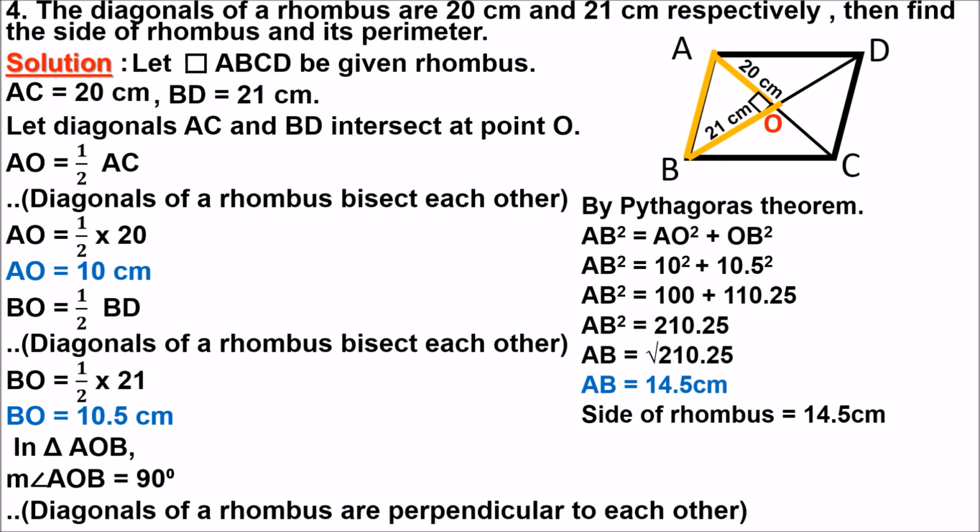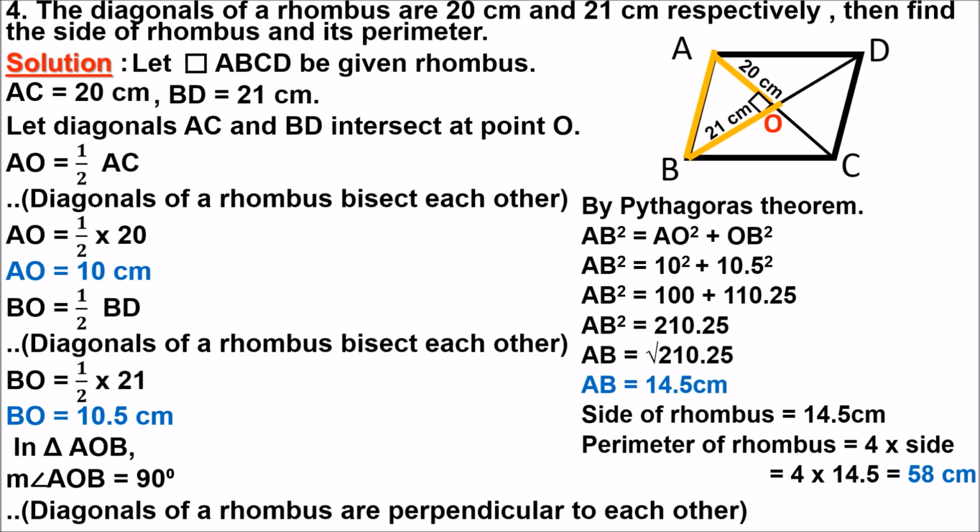Next we have to find out the perimeter, and perimeter of any quadrilateral means sum of all four sides. Sum of all four sides of the rhombus, and you know that all four sides of a rhombus are equal. So each side will have the same length, that is 14.5 centimeters. So what is the formula for the perimeter of a rhombus? That is 4 into side, and side is 14.5. So 4 into 14.5, that is 58 centimeter.